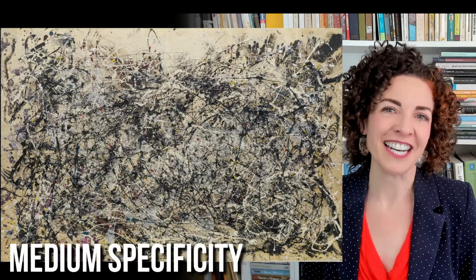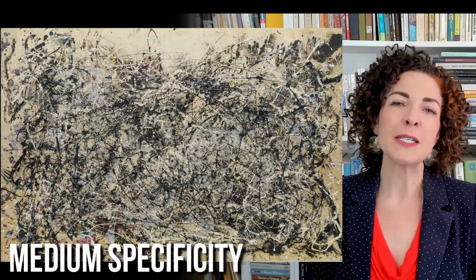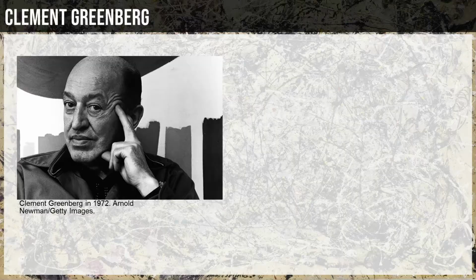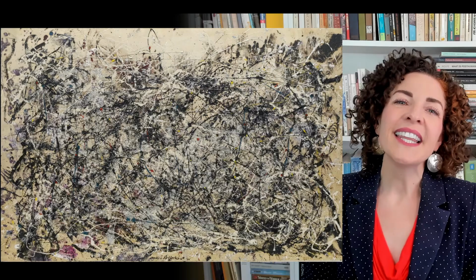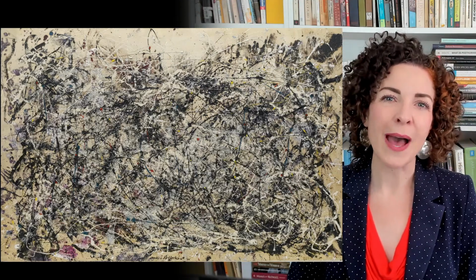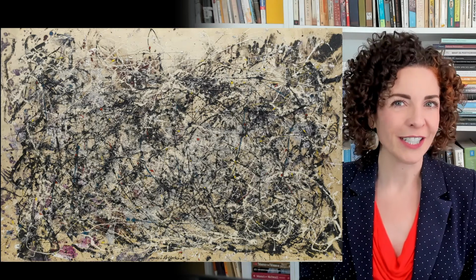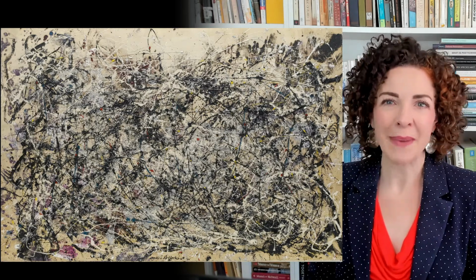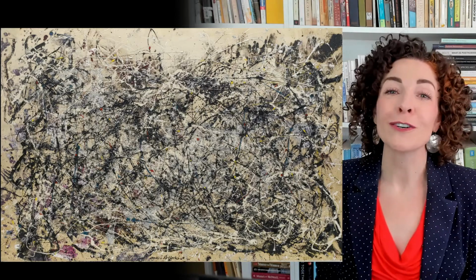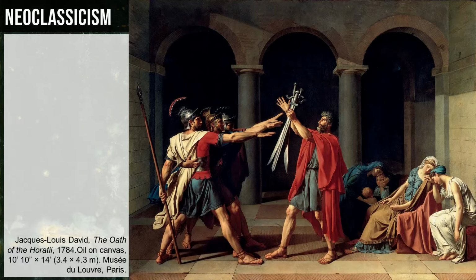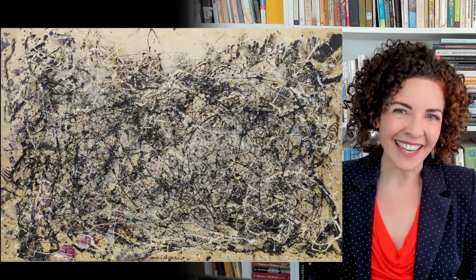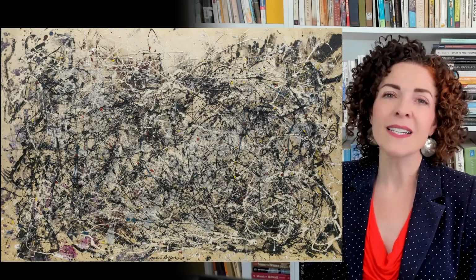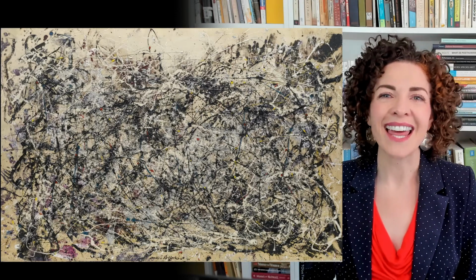medium specificity. This was an idea championed by the influential art critic Clement Greenberg. For Greenberg, as the textbook points out, the history of modern art was about truth to materials, especially paint being paint, not an attempt to turn the surface into a window like David did in his neoclassical history painting, The Oath of the Horatii.